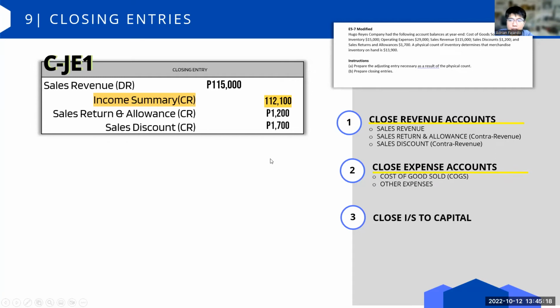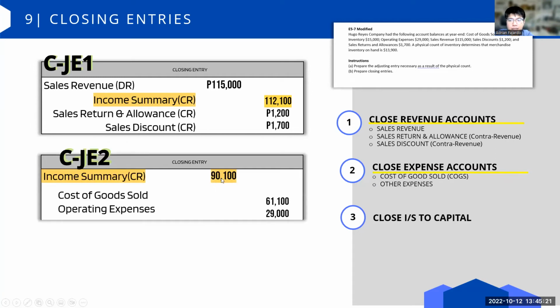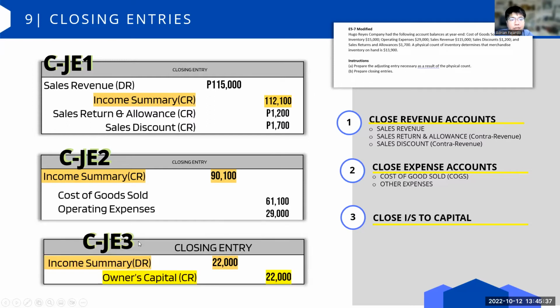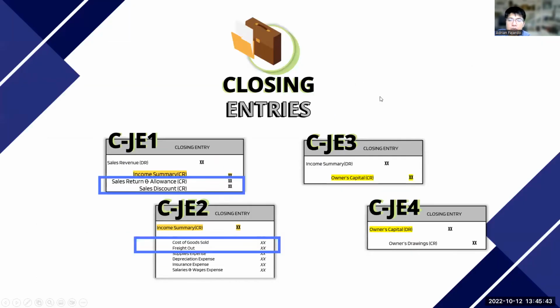Next, you close your expense accounts, which would be debit income summary of 90,100, comprised of two things. One credit of COGS, 61,100, the updated or adjusted amount, right? And then the OPEX of 29,000. And then finally, pagbabanggain natin si income summary to eventually close it at a debit of income summary credit owner's capital of 22,000, right? So now, kindly make sure that you master your closing entries. And these are the closing entries for your perpetual, right? Kindly take note that we'll also discuss in the next lecture in focusing on the closing entries for periodic, right?